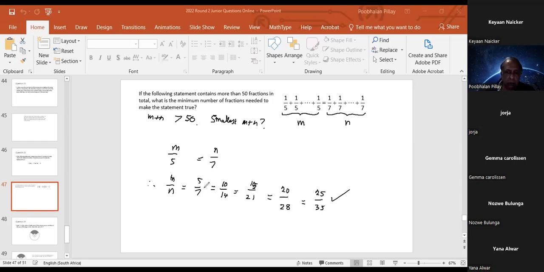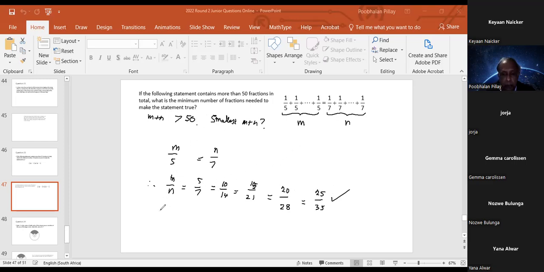So these are all equivalent fractions. M over n equals 5 over 7. All these are equal. So it's a very powerful statement. When you do equivalent fractions in primary school, you know 10 over 14 is 5 over 7. You just cancel. But the other way around is just as important. 5 over 7 is 10 over 14, or any one of these. So there are many, many ways in which you can write 5 over 7, and you exploit that fact to answer this question. So you keep writing it until you come to m plus n bigger than 50.